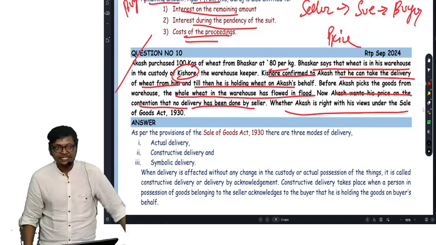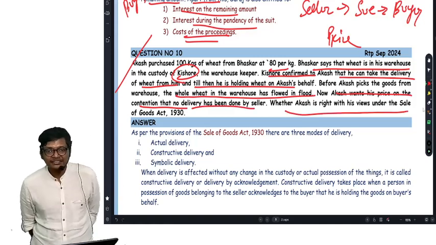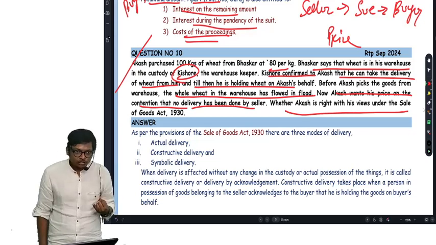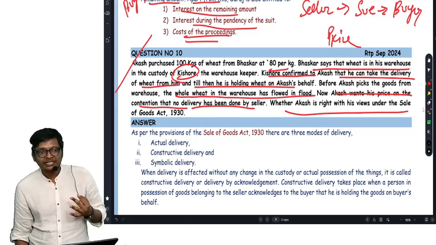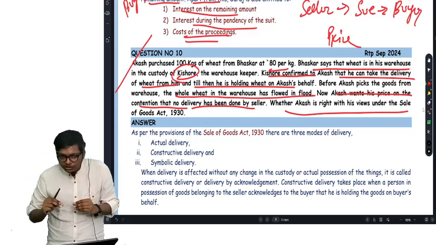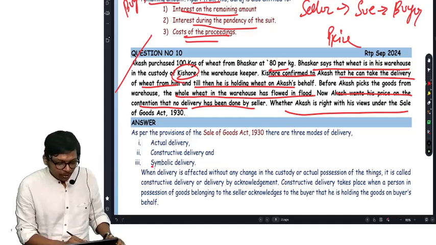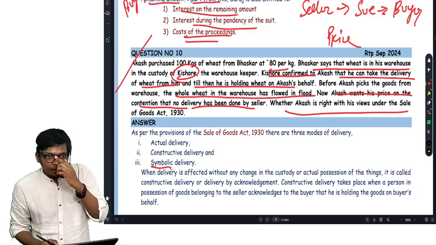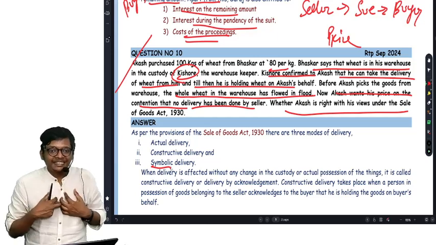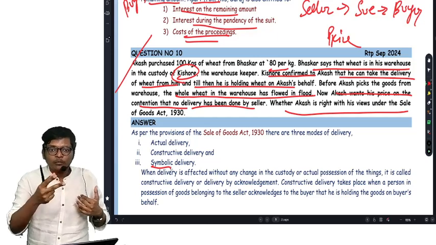Whether Akash is right? No. We have three types of delivery: actual, symbolic, constructive. Actual means actually transferring physical possession from me to you. Symbolic delivery is the symbol of ownership. Bike is down, keys are with me. I am the owner. Now Mubin wants to buy the bike.